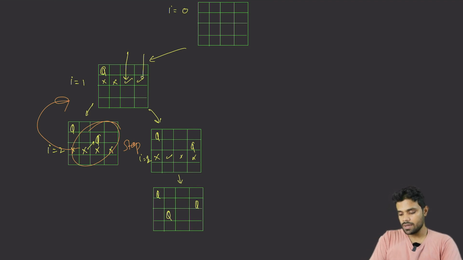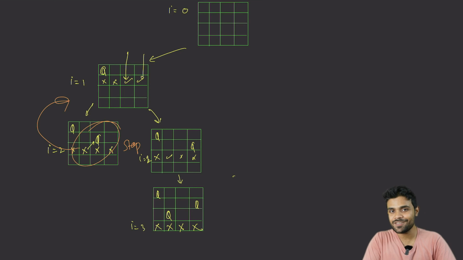Now I is equal to 3, so we are talking about the last row. Let us see what safe positions we have. Not safe, not safe, not safe, not safe. We don't have any safe positions in the last row. So again we failed to generate the configuration. And why did we fail? Because we made some mistake in the past, and we should undo that mistake.